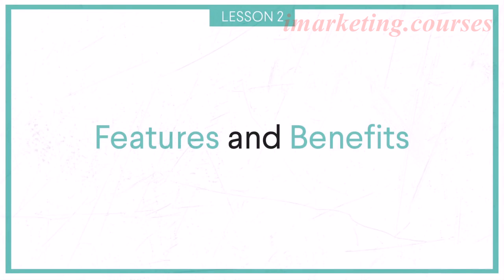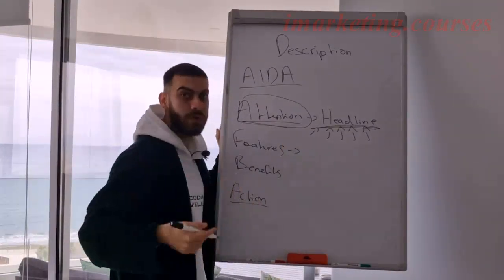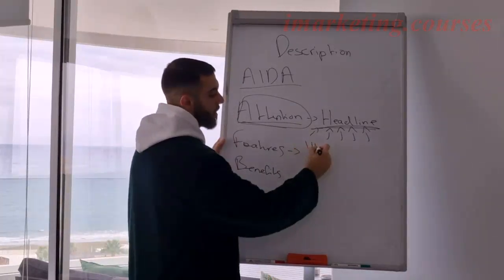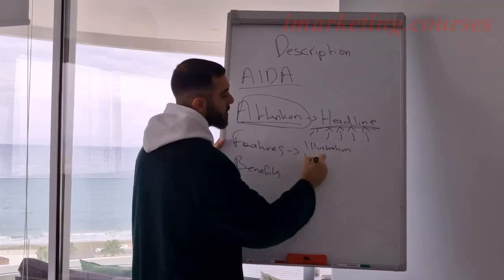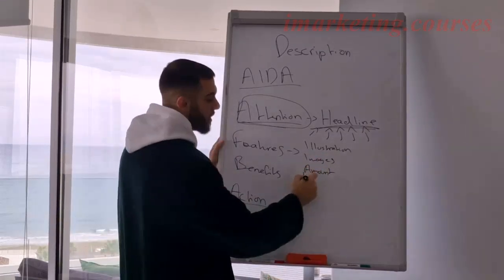Why is this so important? Because the features are basically you listing out all the things that are included in your book that are valuable to the customer. So it can be illustrations that you have inside the book. It can be images. It can be the amount of animals that we have in our book. It can be the information that we have in our book.